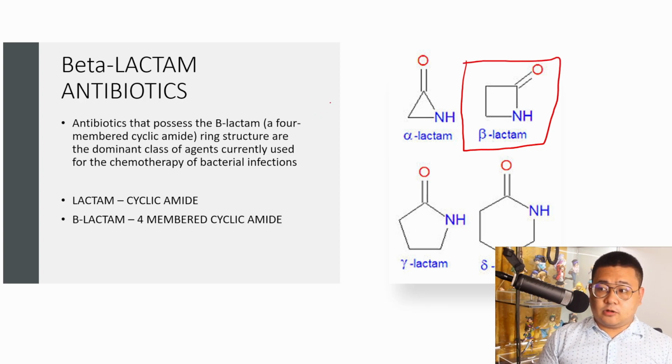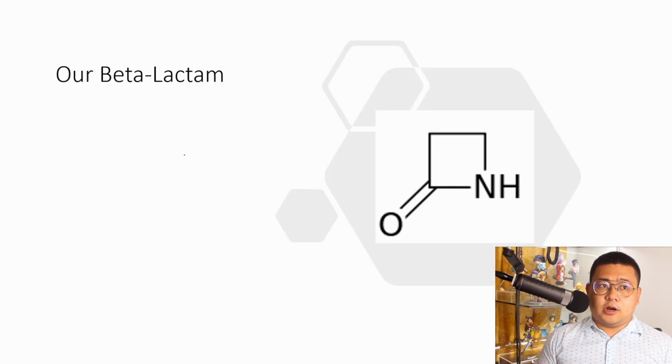Now please do take note that a lactam is simply a cyclic amide. And when we refer to a beta-lactam, it specifically states it is a four-membered cyclic amide. So we will be focusing on our beta-lactam. It is a four-membered amide ring.